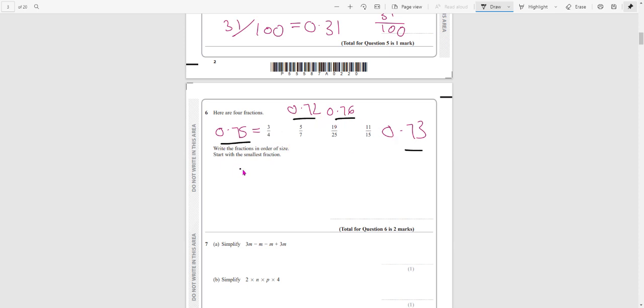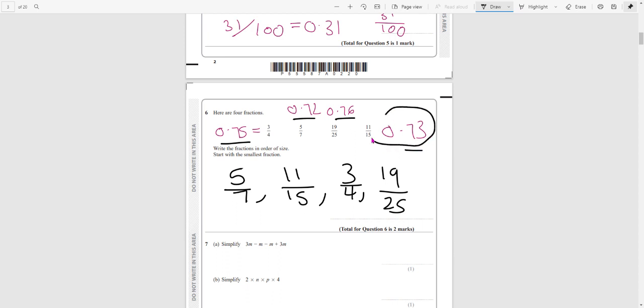So let's put this in order. It's going to be 5 sevenths, because that's the smallest, then 11 over 15, then 3 quarters, and 19 over 25. A lot of mistakes are people just putting the decimals instead. If you just write those, you will not get the marks. You have to put them back into fraction form.